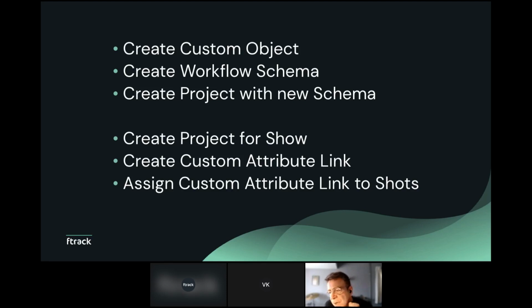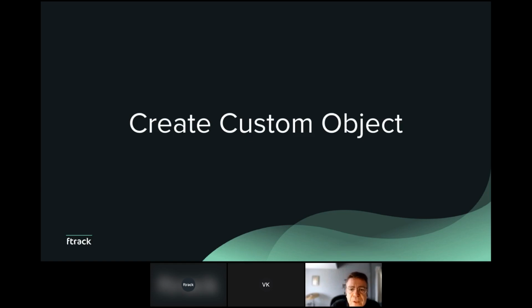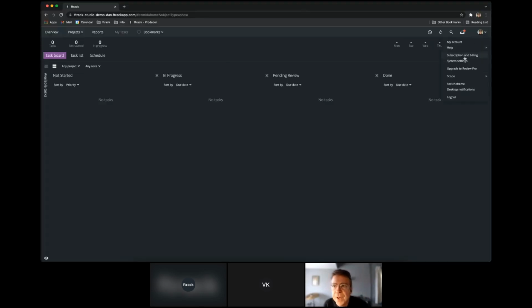That project is going to act as a repository for the objects which will be these object types which will be used in other projects. In this case, it would be cameras. So in the second step, we're actually going to go create a project for our show. We'll create a custom attribute link back to the camera objects in our repository project, and then assign that link to the shots so that we know which shots in project B are being shot with which cameras which are stored in project A. So we'll start with the first step, which is to create the custom object.